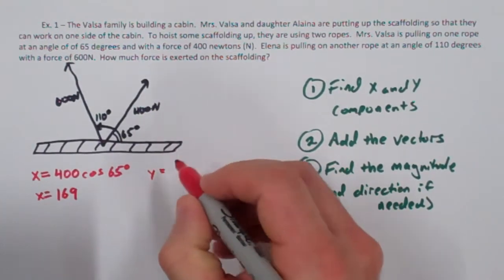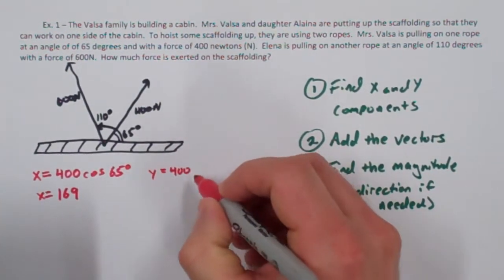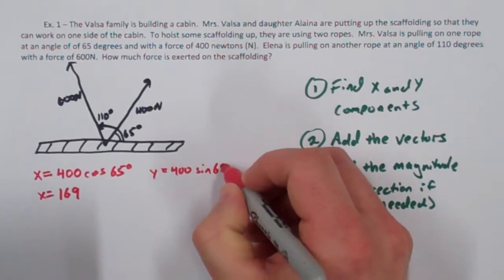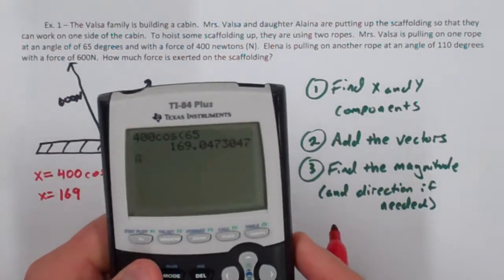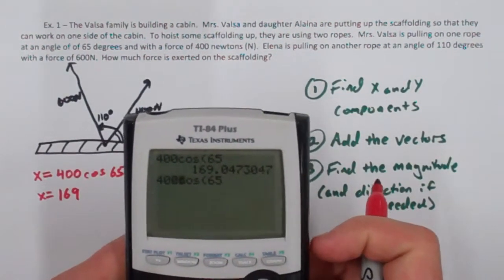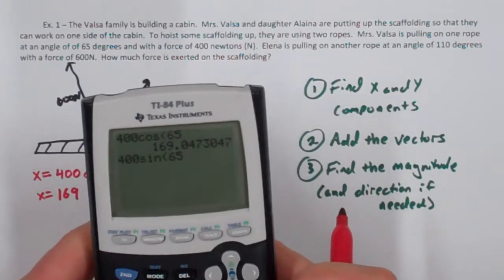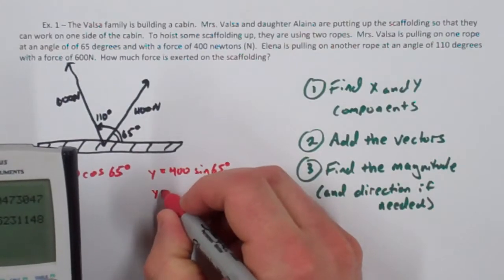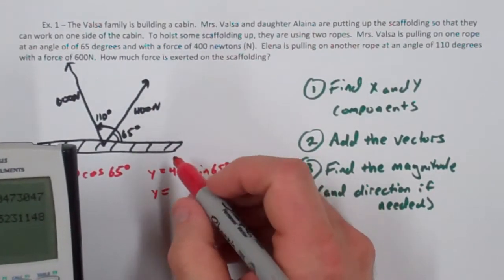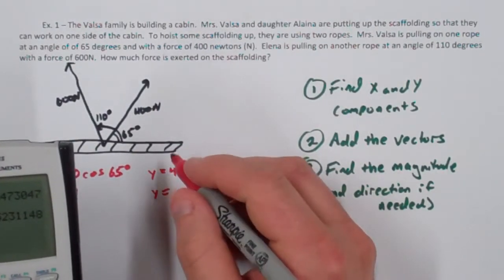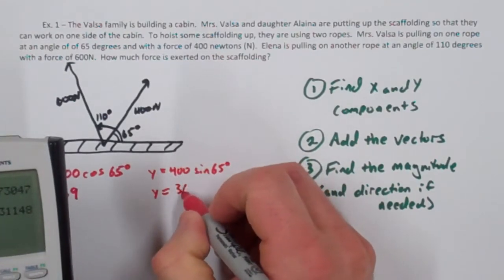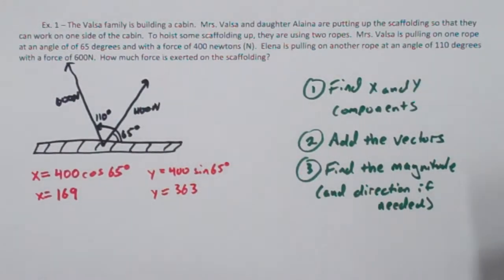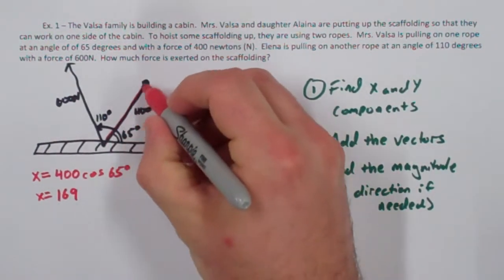And then for this one, y is going to be 400 sine of 65. Little trick, if you just hit second enter, cursor over, and hit sine, 362.5. So let's make that 363. Now we'll do the second vector. So that was this guy right here.